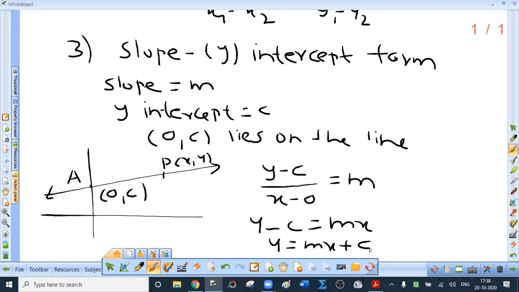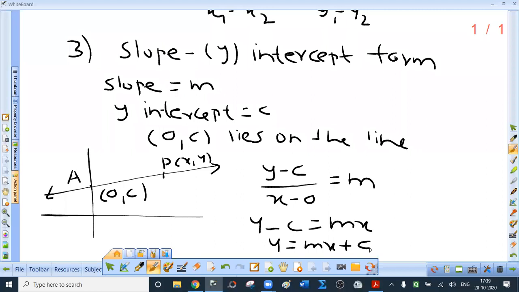See, this can be remembered easily. If you are asked to find the slope and y-intercept of a line and given the equation of the line, then just write that equation in the form y equals mx plus c. So the coefficient of x is the slope and the constant term is nothing but the y-intercept. Now this can be remembered easily: y equals mx plus c.